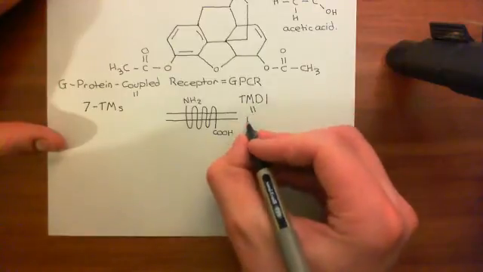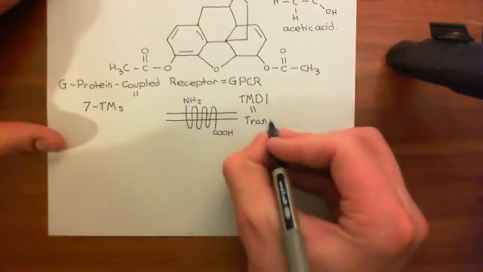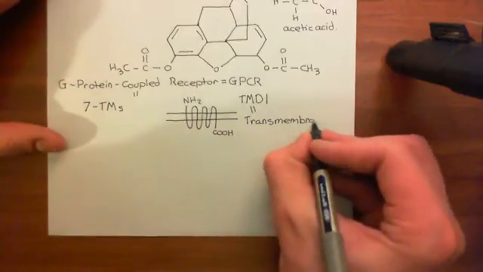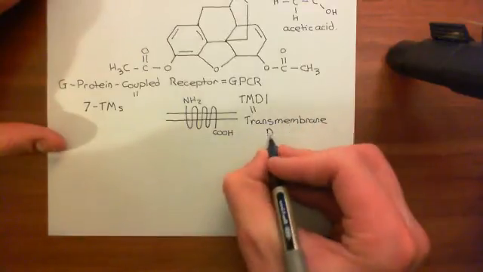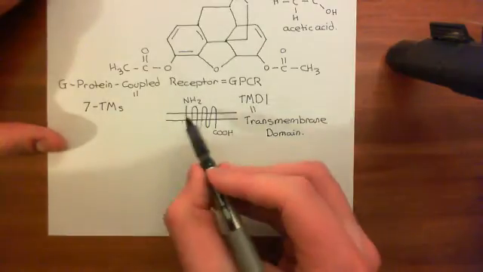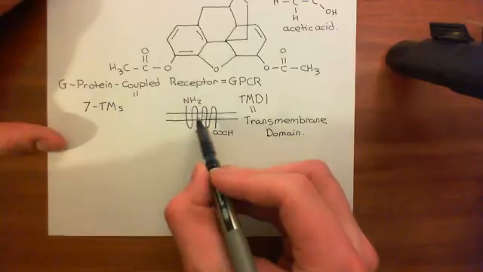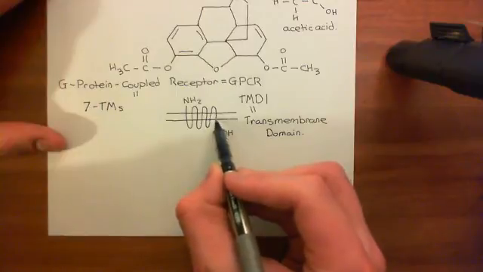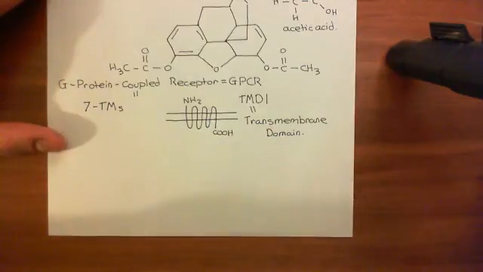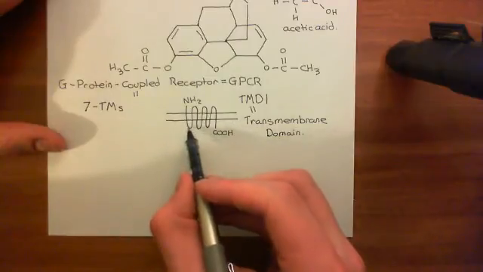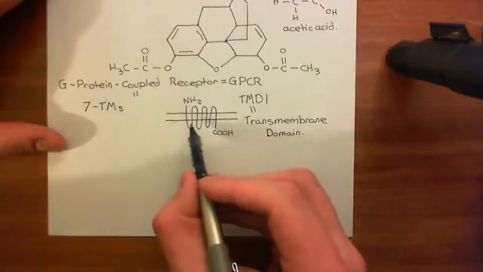Okay, so I'll just write out at least once what this stands for. The T is for trans, the M is for membrane, and the D is for domain. This just means these membrane-spanning alpha helices. So then you've got transmembrane domain 2, transmembrane domain 3, transmembrane domain 4, transmembrane domain 5, transmembrane domain 6, and finally transmembrane domain 7. Now you also have these loops between the transmembrane domains.